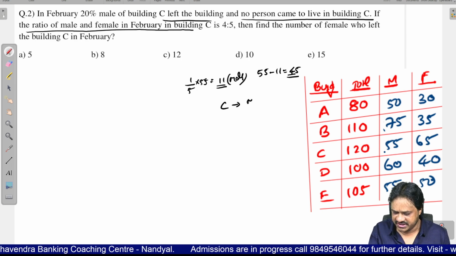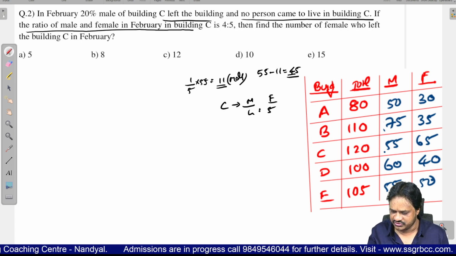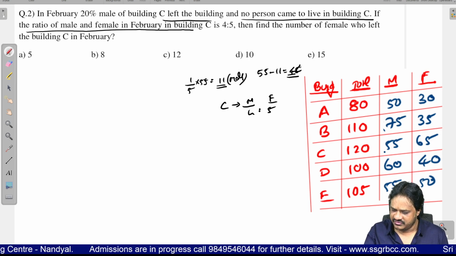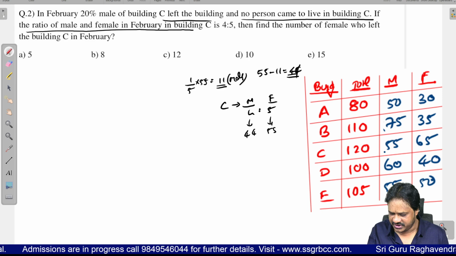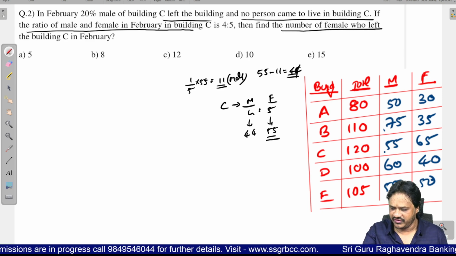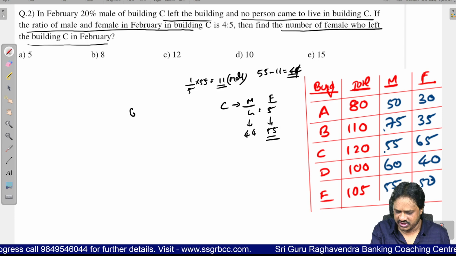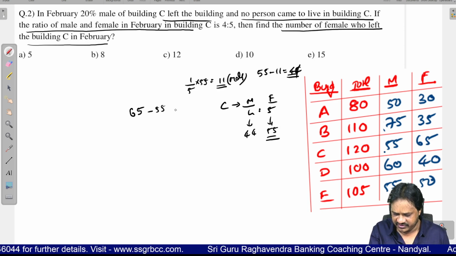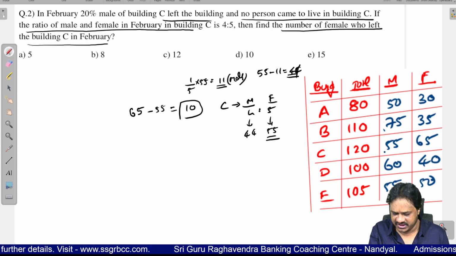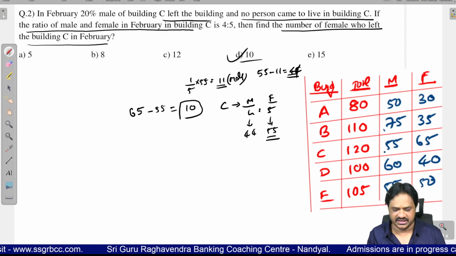Now, in C, the male and female ratio is given as 4 is to 5. So, 4 parts equal to 44, 5 parts equal to 55. Now find the number of females who left the building in C in February. So see, total females in January are 65. Now it is 55. That means how many females left the building? 10 females left the building. Option 4 is the correct answer.